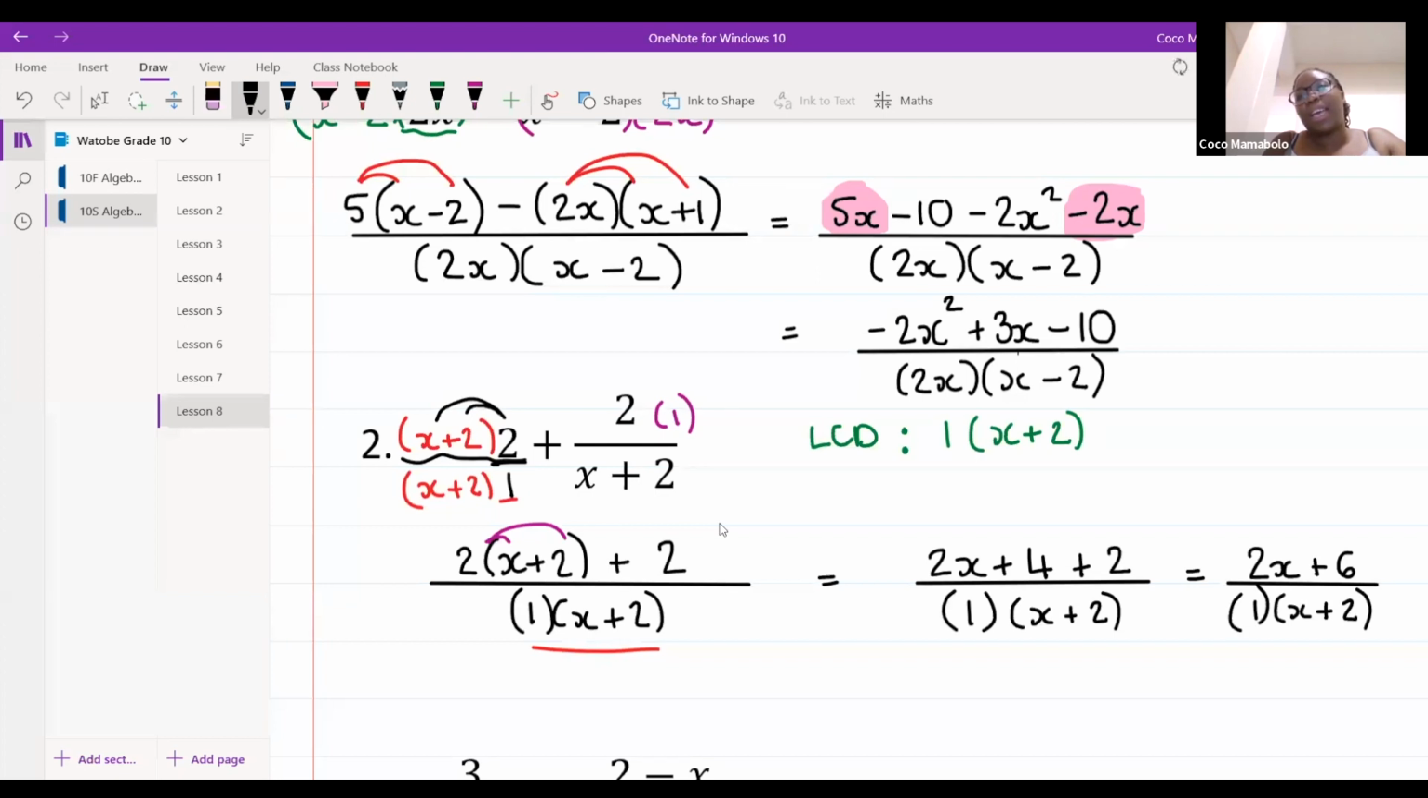It doesn't make a difference, guys, because anything multiplied by 1 is just that thing. It's not gonna change. Nico says, ma'am, can't we simplify further? In this case, you could, but it won't help. Okay, it won't help.